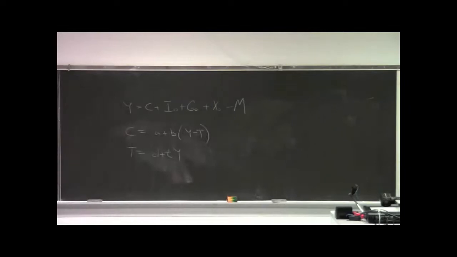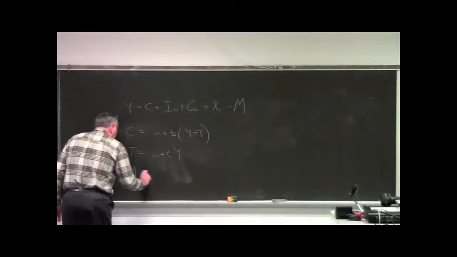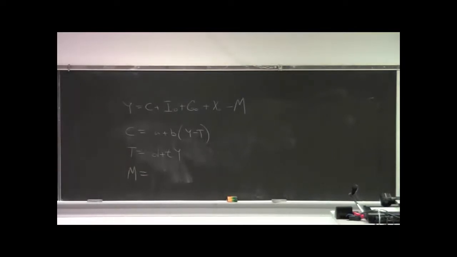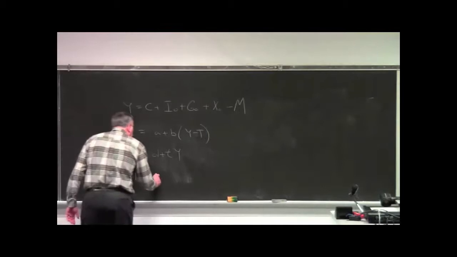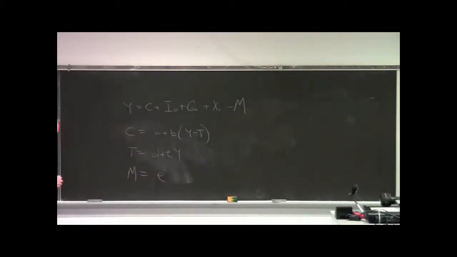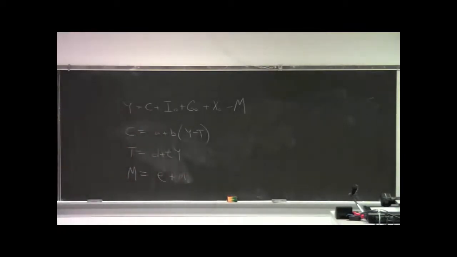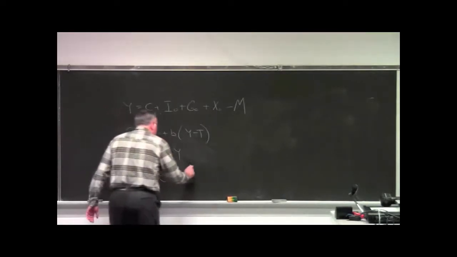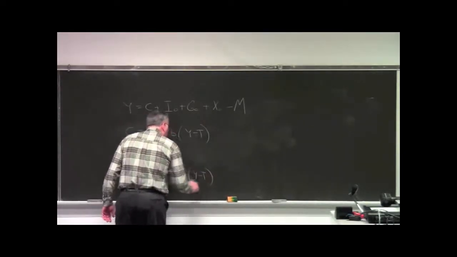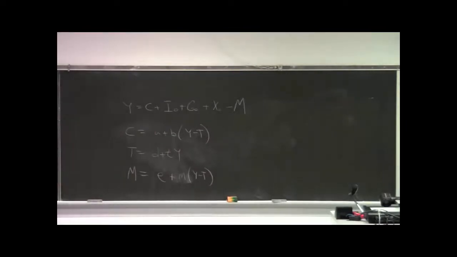And we need one more equation because we introduced a new endogenous variable, capital M for imports. Let's assume imports are also a linear function of disposable income, just like domestic consumption. Okay. And let's let E be the intercept term, and small m, now this is a small m, times Y minus T. So imports are assumed to be a linear function of disposable income, just like domestic consumption.